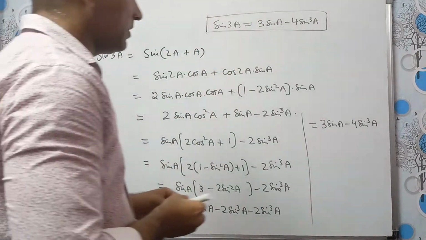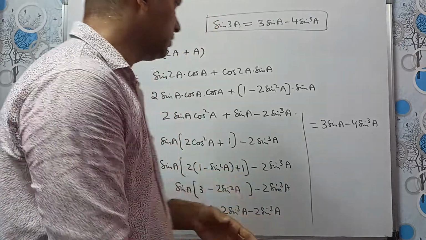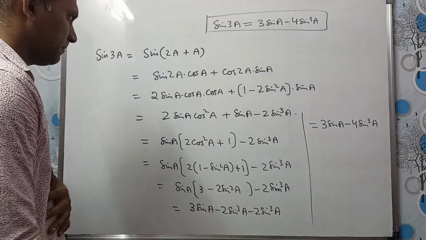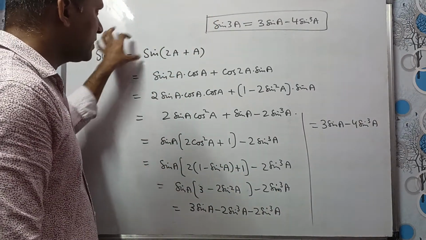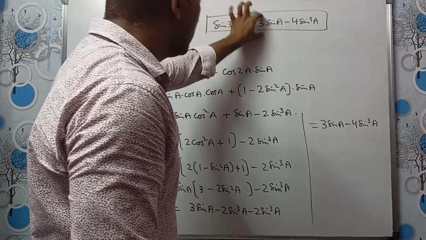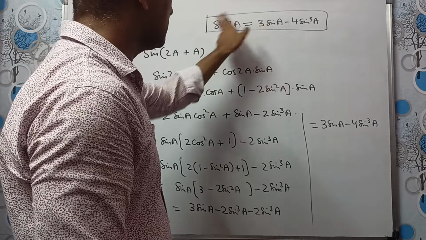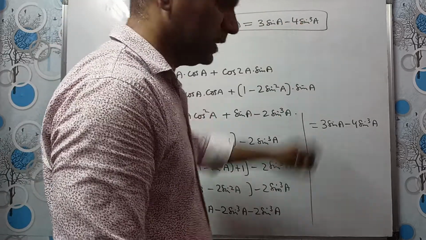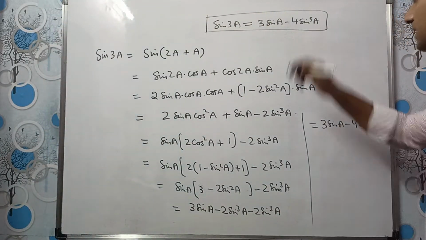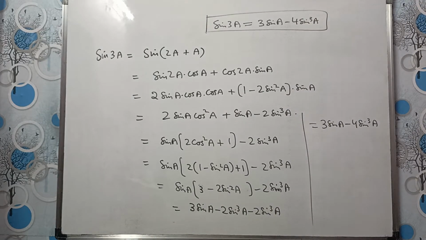Sin 3A is same as 3 sin A minus 4 sin cube A. I hope you understood this derivation. Sin 3A is 3 sin A. This 3 will come here. You can remember it like this. And we will have a cube here. Alright, so 3 sin A minus 4 sin cube A.